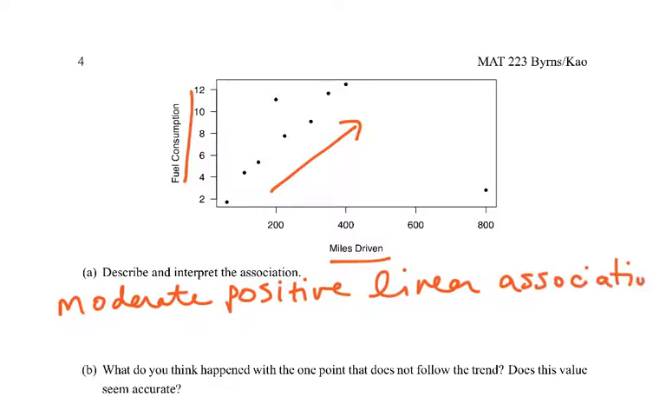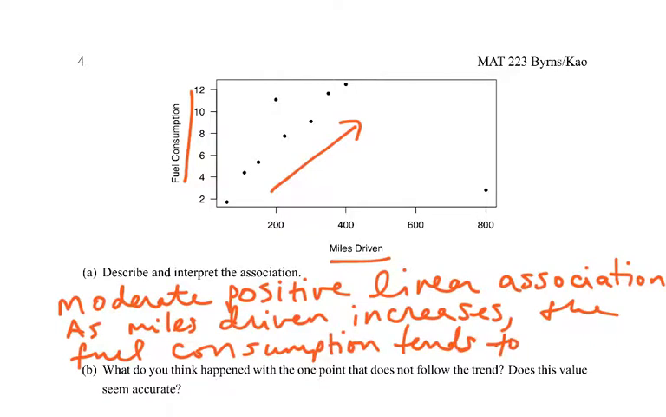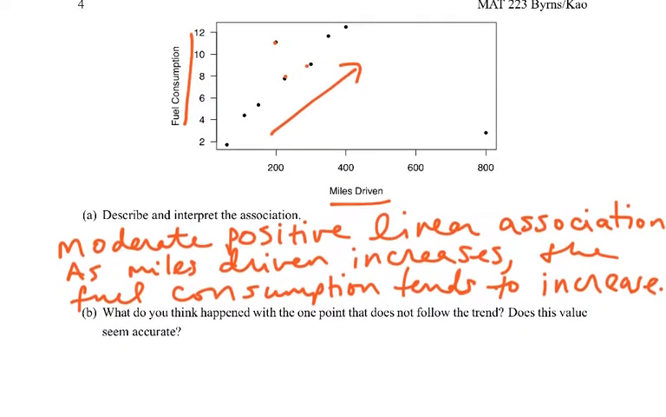If we were to describe this in words, we could say that as miles driven increases, the fuel consumption tends to increase. And that's what I mean by don't say it definitely increases, just say it tends to increase, because there's always some exceptions to these. The points have a little bit of scatter to them. So you always want to throw that word tends to in there if you can, or something similar.